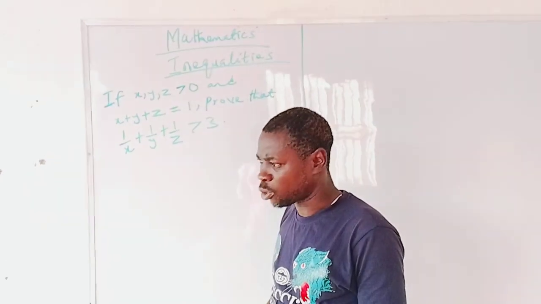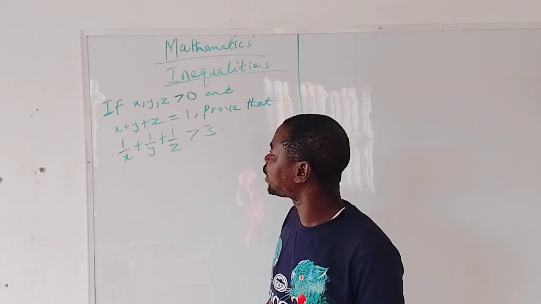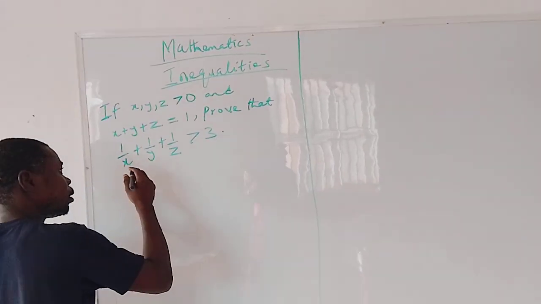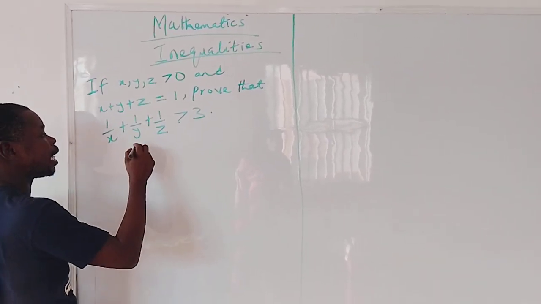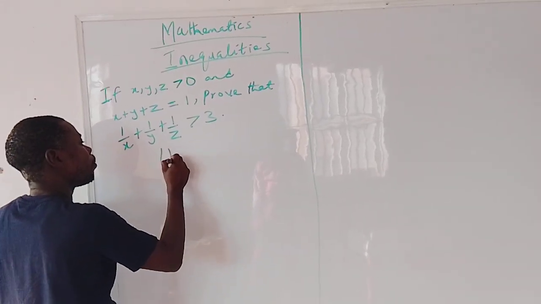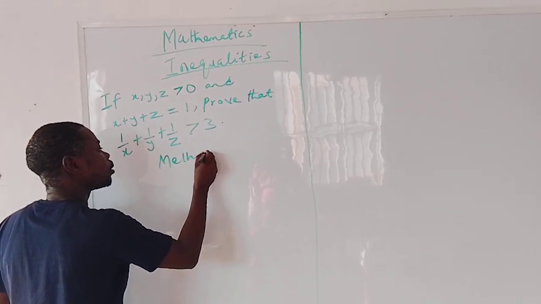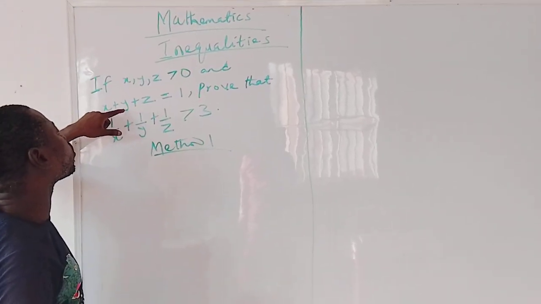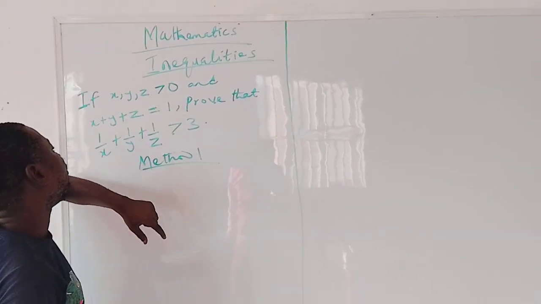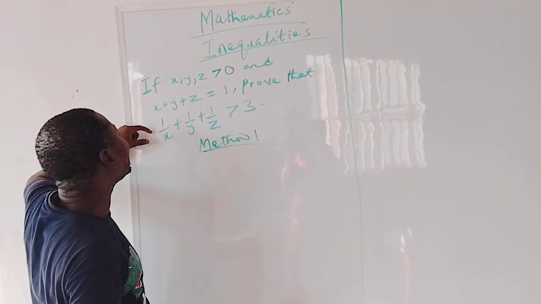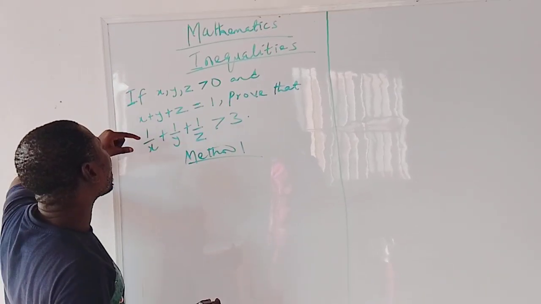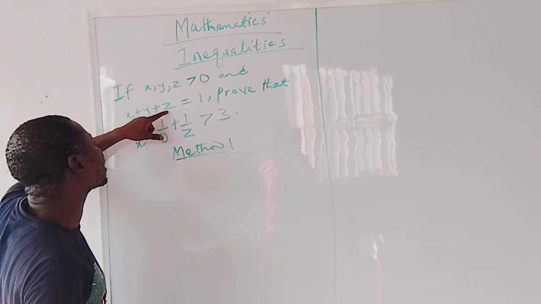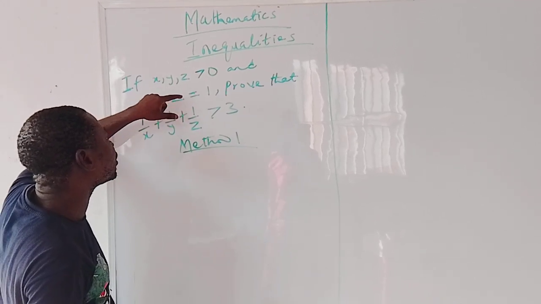Now we have several methods in dealing with this situation. So let me use the first approach. The first approach is method 1. Now we knew that x plus y plus z is 1. So that implies that in this expression, we are going to replace anywhere we see 1 with what? X plus y plus z.